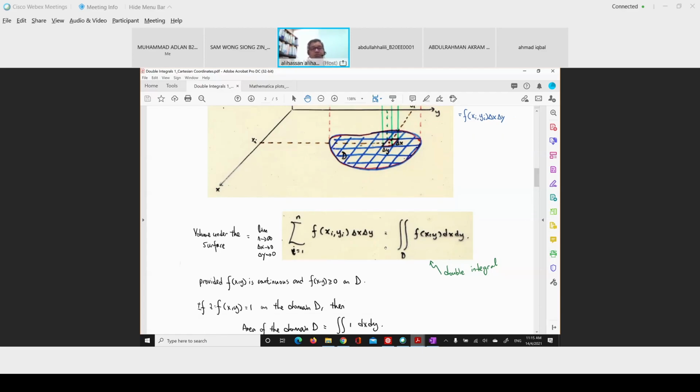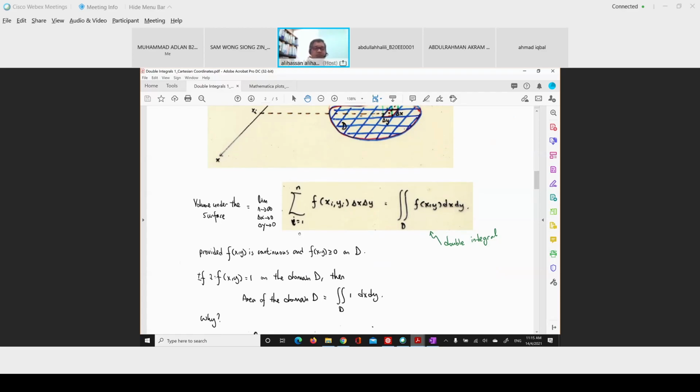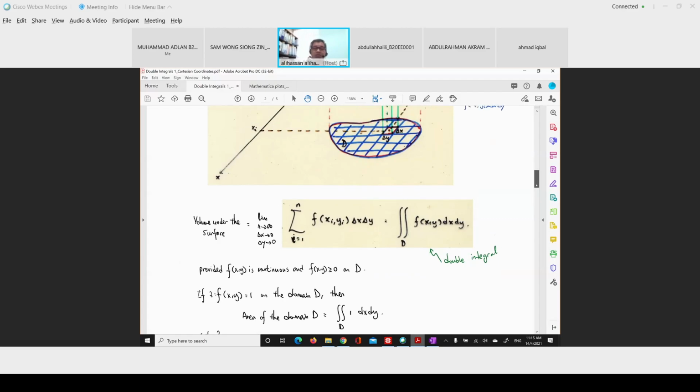Of course, for this to be considered as a volume, we need f to be continuous and also positive on the domain D, if we view this as the physical problem of calculating the volume under the surface. So that is just a simple extension of the idea from the single integral, the problem of finding the area under a curve, to the double integral, the problem of finding the volume under a surface.